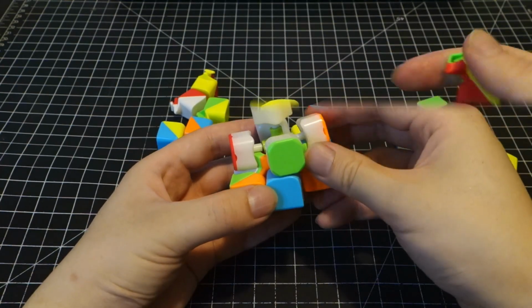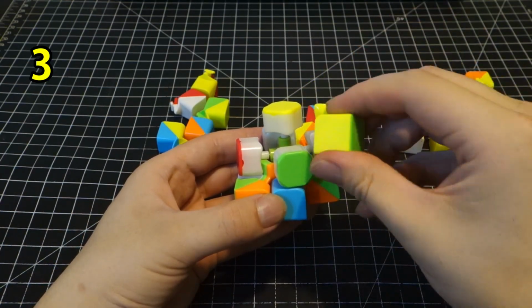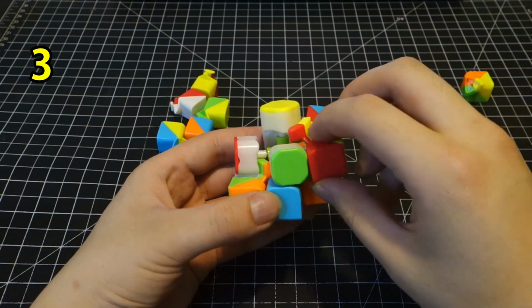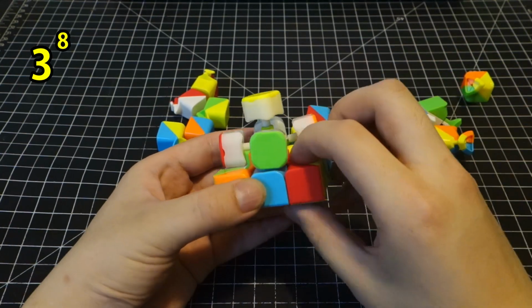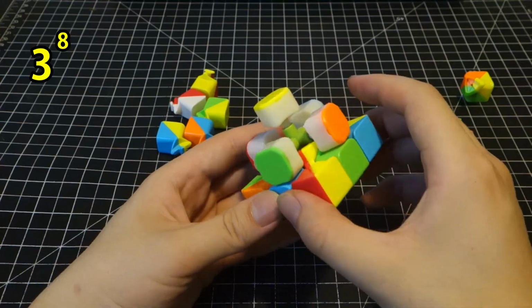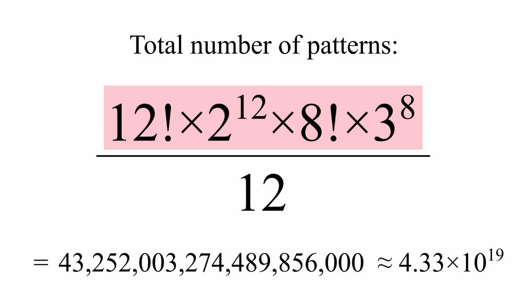And each corner piece has 3 possible orientations, so the total number of combinations of corner orientations is 3 to the 8th power. Multiply everything together, you get the total number of possible ways to assemble your cube. 12 factorial times 2 to the 12th power times 8 factorial times 3 to the 8th power.